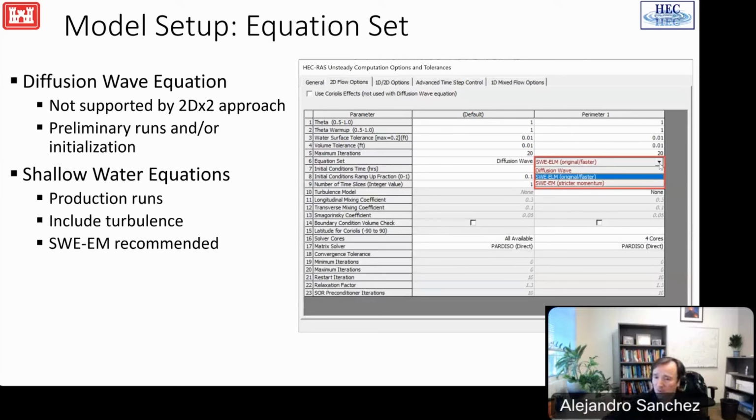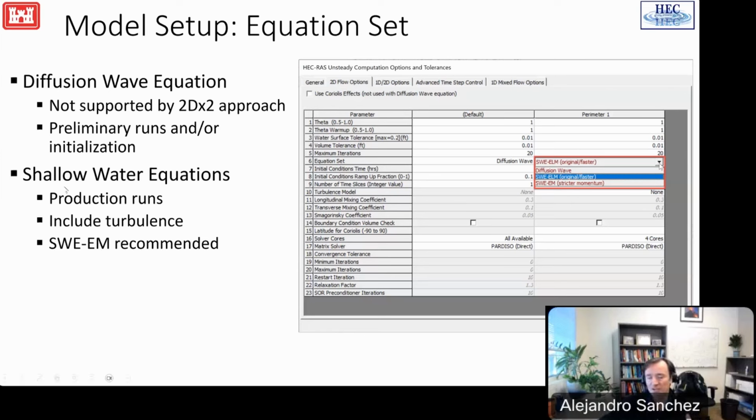So diffusion wave, honestly, the only purpose for diffusion wave in detailed bridge modeling is for initial conditions or preliminary runs where you're just trying to figure out the extents of your domain, what areas are going to get wet and dry, what kind of resolution you need and such, or for initialization to create a hot start file. But all your production runs should be with shallow water equations, and specifically the ELM and EM.